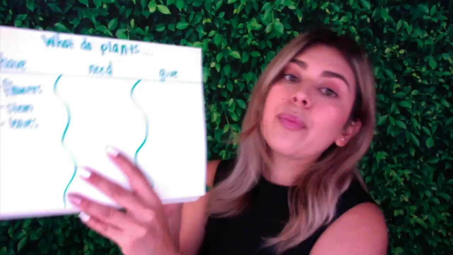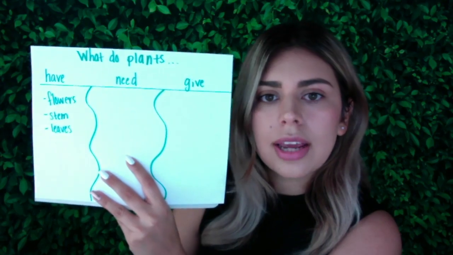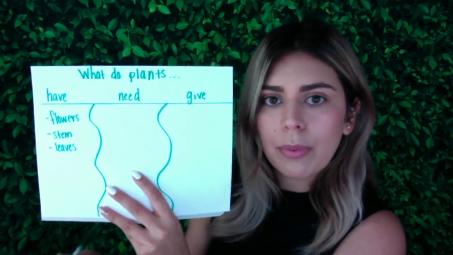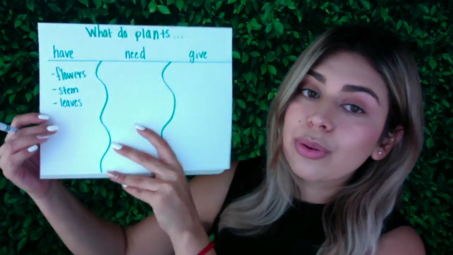All right, and then when we go to the bottom, the part that's in the ground, in the dirt, and the part that takes all the water from that soil, what is that part called? Those are the roots. Good. So the roots are very important.